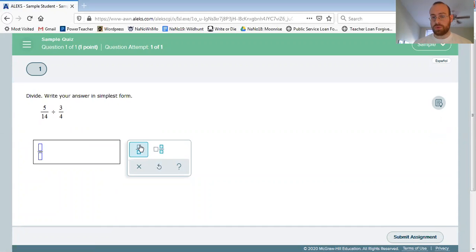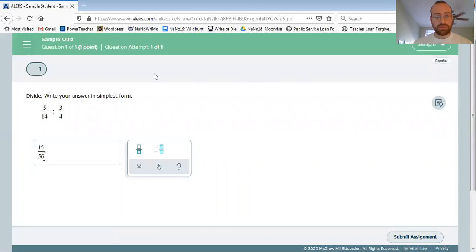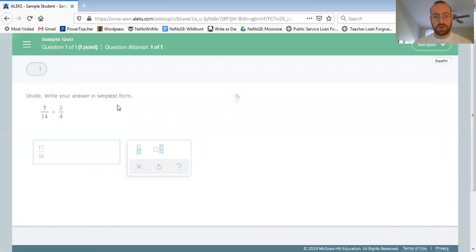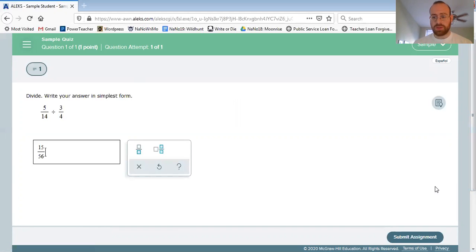So I'm going to, rather than divide, I'm going to multiply. So let's say 5 times 3 is 15. And 14 times 4 would be 56, I think. I'm trying to get an incorrect answer, so it doesn't matter that much. Then I'm going to scroll, let's see. I click up here. There's my question.